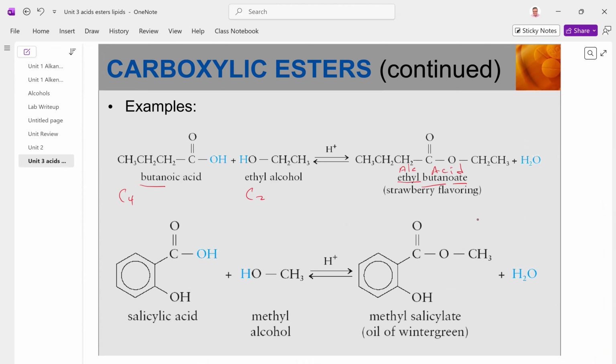Salicylic acid, which we'll be using to make aspirin, is interesting because it's both an alcohol and an acid. When we react it with methyl alcohol, it reacts with the acidic part of salicylic acid, not the alcohol part of salicylic acid, and forms methyl salicylate, and that is oil of wintergreen.